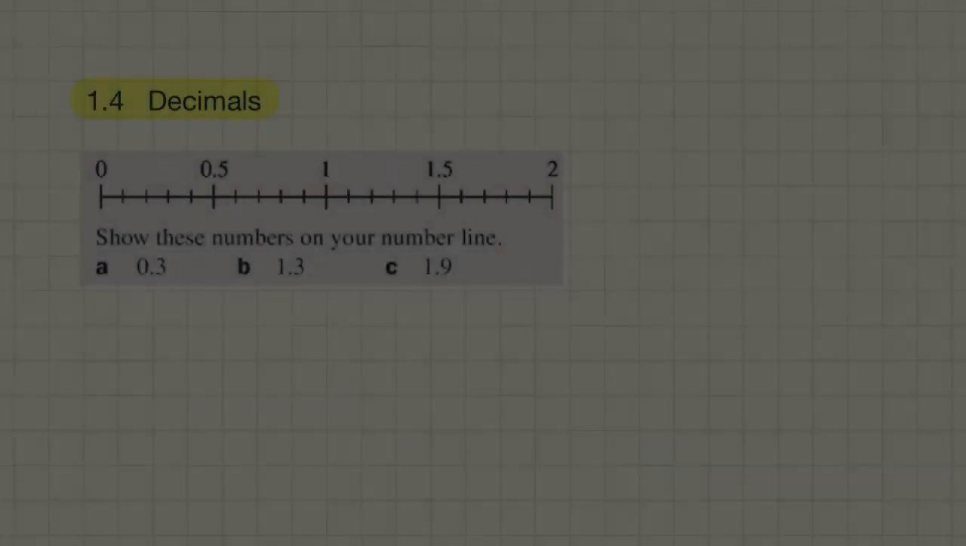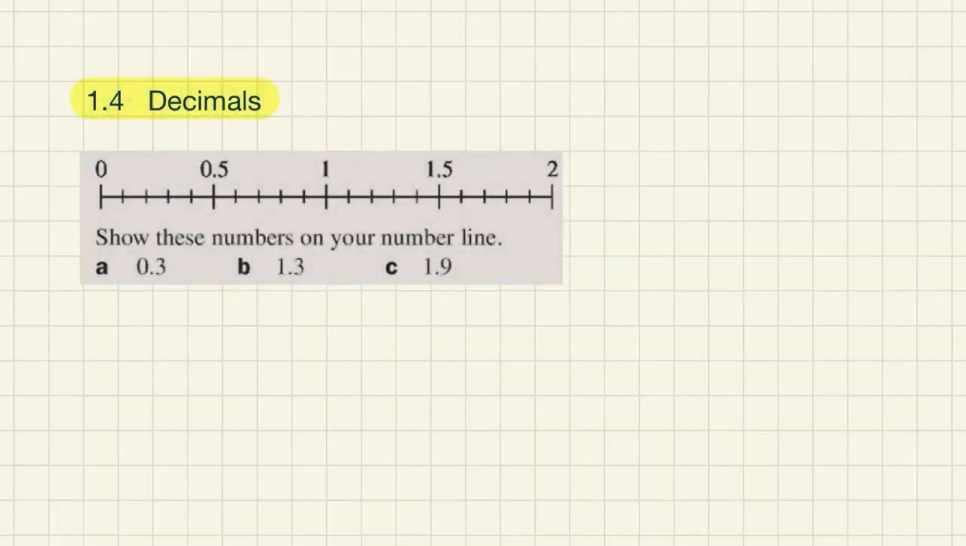The next topic for today is decimals, and I have a couple of exercises that I will solve to show you how it works. So first one is about showing the numbers on the number line. We have 0.3. Between 0 and 0.5, 0.3 is obviously between them. And we can just count those things, right? We go 1, 2, 3, 4, 5. So this is going to be 0.1, 0.2, and here we have our 0.3.